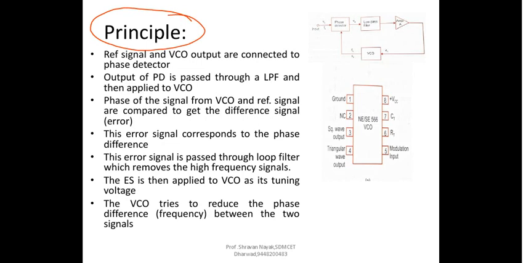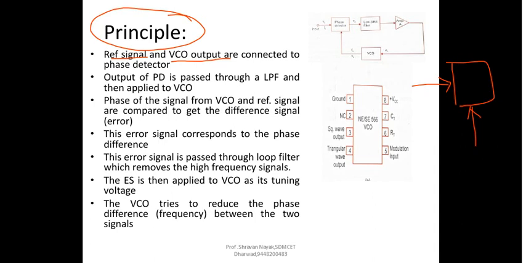wherein we will be discussing the principle of operation of a phase lock loop, right? So again, I have once again brought in the same block diagram here. Now let us try to understand how exactly this works here, right? The reference signal and the VCO output, as I have already spoken in the previous slide, right? They are connected to the phase detector. So that means if you consider this as the phase detector, this is going to be the input and this is going to be the feedback signal.